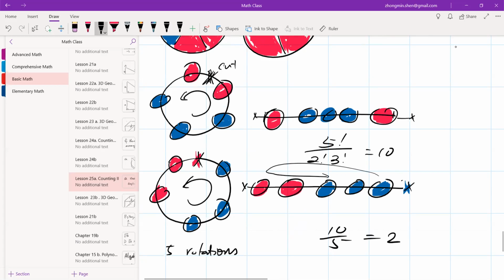But how many of them? Five, right? If you move this one to the other side, and push all the others to the right by one position, right? Then you get different rows of balls, but you don't get a different necklace. So how many rotations can you make? Five rotations. So 10 divided by five, you only get two different necklaces you can make.